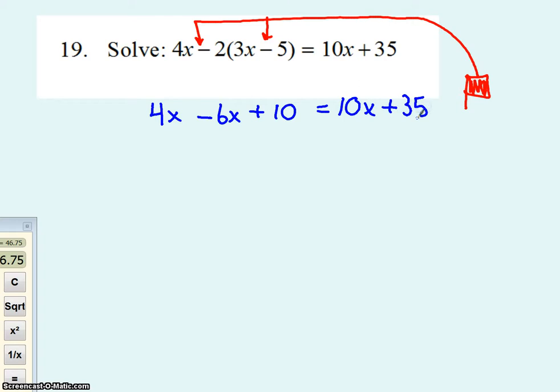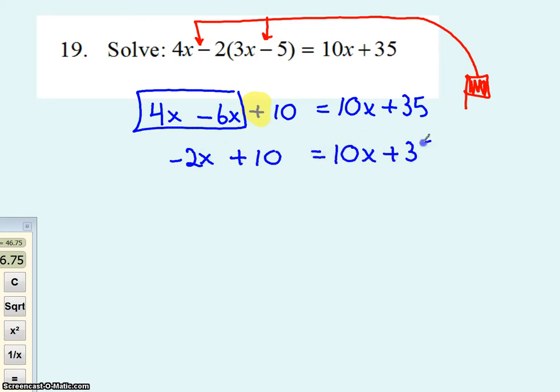The biggest place I see people mess this up is right here. Oops. That's kind of a fail. I see it right here. People will forget to multiply a negative times a negative to get a positive. Okay, so be careful about that. Now, before I start adding and subtracting things from both sides, I'm going to combine these two like terms into negative 2x. 4 minus 6 is negative 2x. I still have a plus 10 equals 10x plus 35.